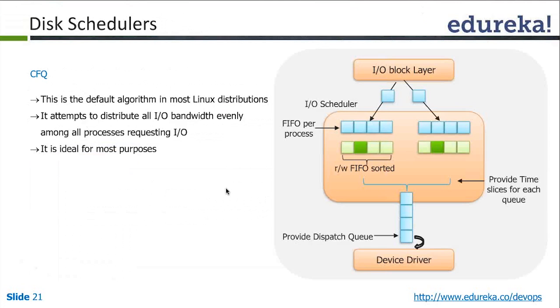Your disk scheduler, or what this is also called, your lift, your lift algorithm as well. Okay, so this, your disk scheduler, is the default algorithm in most Linux distributions. It attempts to distribute all I/O bandwidth evenly among all processes requesting I/O, and it is ideal for most.